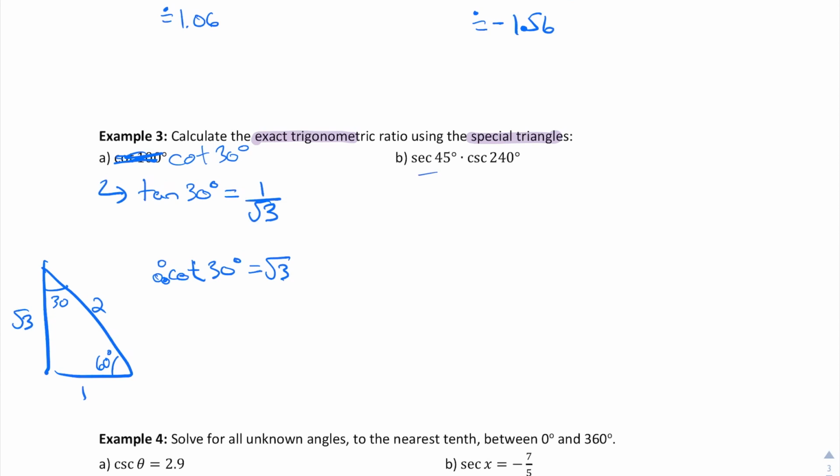This one, again, we're going to do something similar, only they're multiplying the two together. So I'm going to think of this one first. So secant matches up with, and you can try to figure this out on your own. So that's cosine.